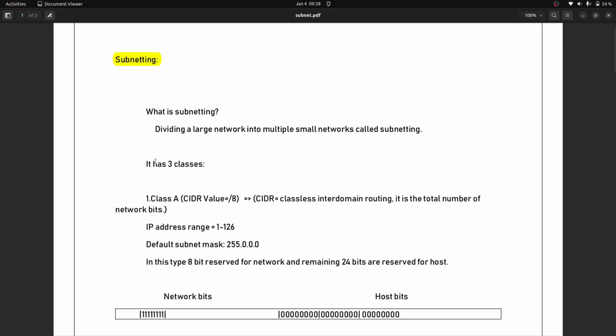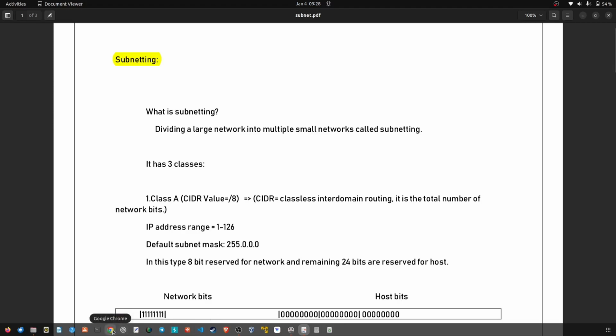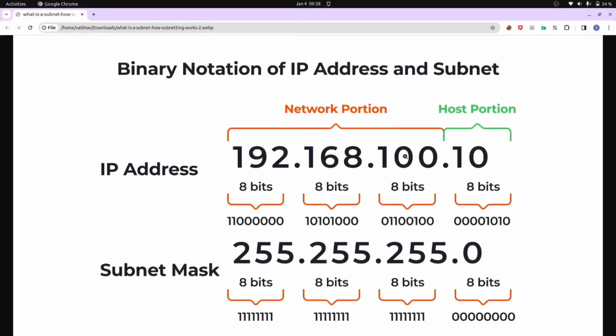Before getting into classes, remember IPv4 is a 32-bit network architecture which is separated by 4 blocks. For example, look at this IP address, which has 4 numbers in it, which means 4 blocks, and each number has 8 bits. All the bits are represented by zeros and ones, and the beginning first 3 portions are reserved for the network portion and the remaining portion is reserved for the host portion.